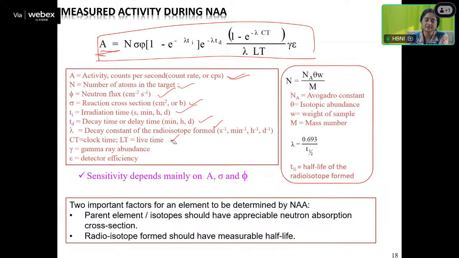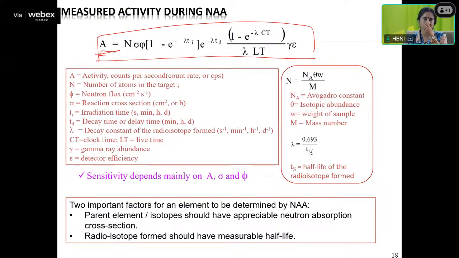So all these factors are there, of which many are constant, and a few things you are getting from your counter itself, your detector. So you can calculate the concentration of your sample. But two important factors for an element to be determined in NAA are: the parent element or isotope should have appreciable neutron absorption cross-section.